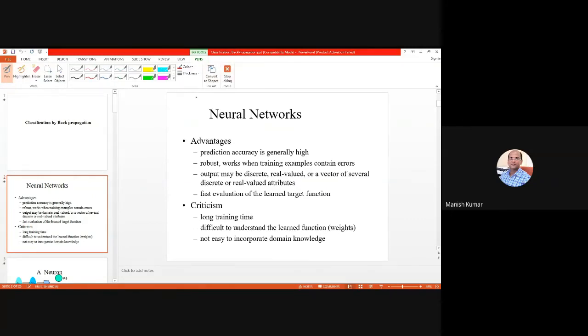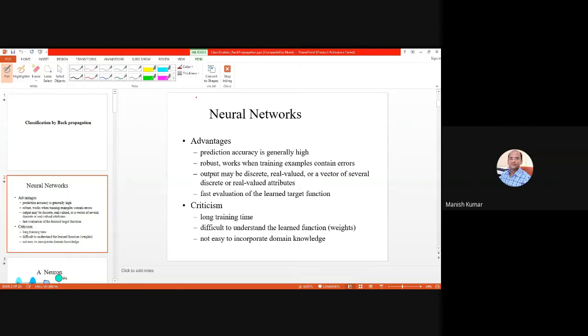You can see prediction accuracy becomes high. It is robust in nature and works when training examples contain errors. Output may be discrete, real valued, or a vector of several discrete or real valued attributes. Fast evaluation of the learned target functions. So these are the advantages which you get from a neural network.